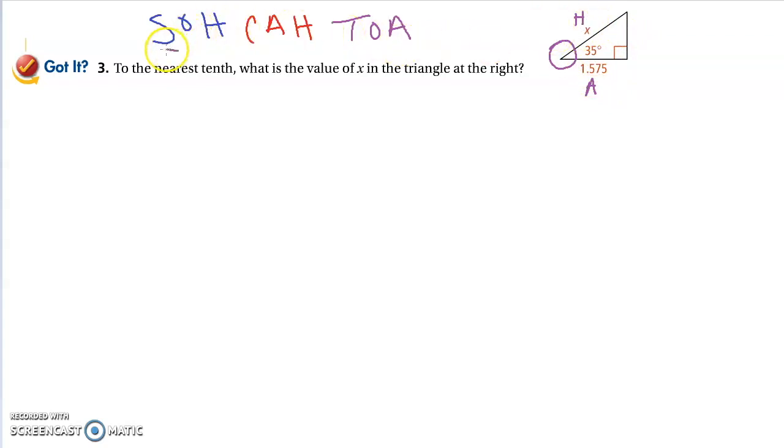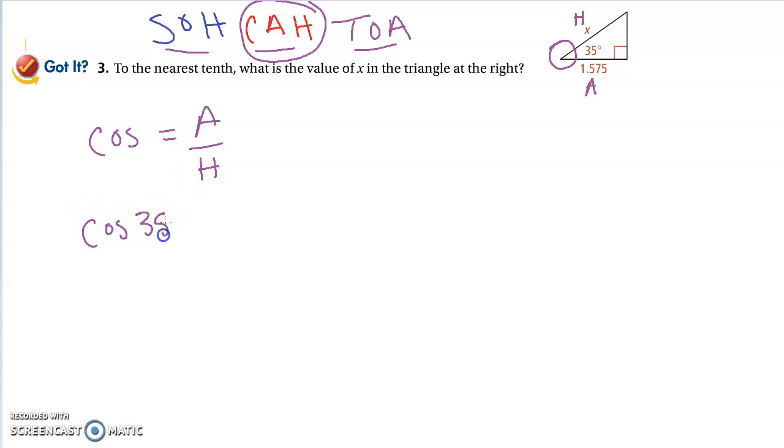I have the adjacent and the hypotenuse. Which of these three uses adjacent and hypotenuse? Ding, ding, ding, cosine. So cosine is adjacent over hypotenuse. Therefore, cosine of 35 degrees, because I know this angle is 35 degrees, is equal to 1.575 over our hypotenuse, which is going to be x. We don't know what x is. So how would I solve this one?